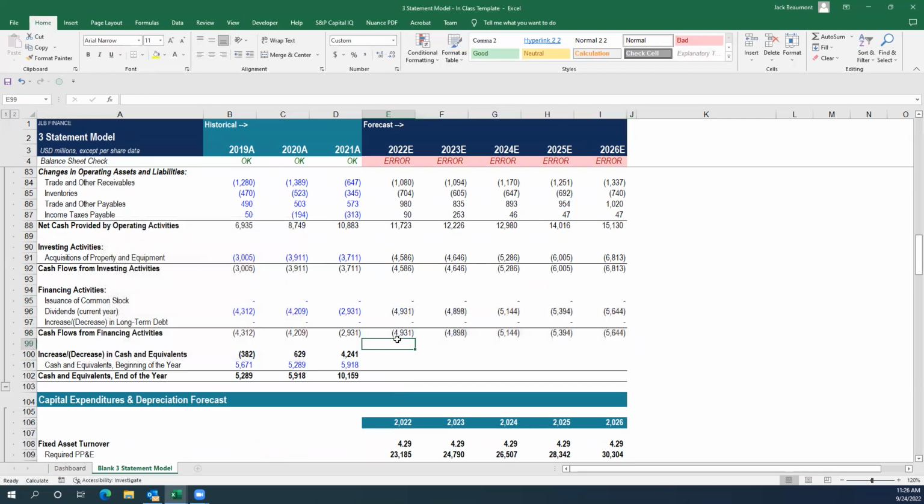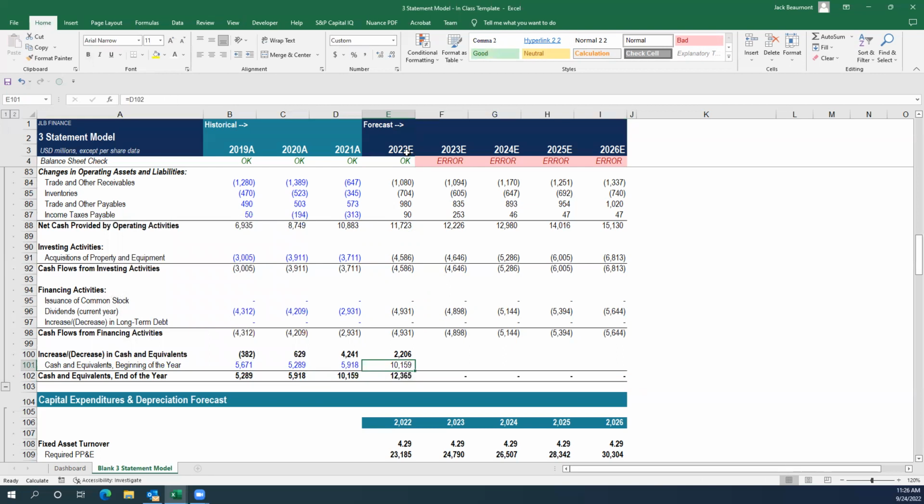Okay, so what's our increase and decrease of cash? Well, it's the summation of these three cash flow items here. So we increased, and our beginning is going to be our ending of the last year, and then our ending will be these two added together.